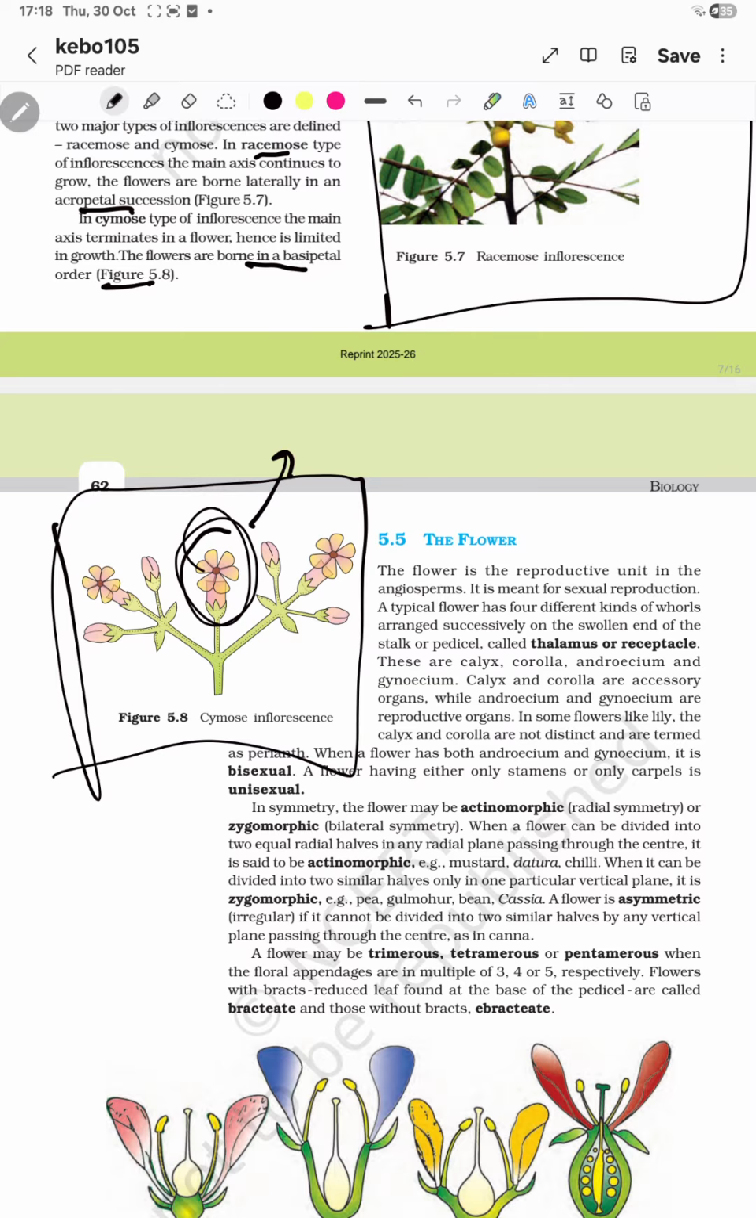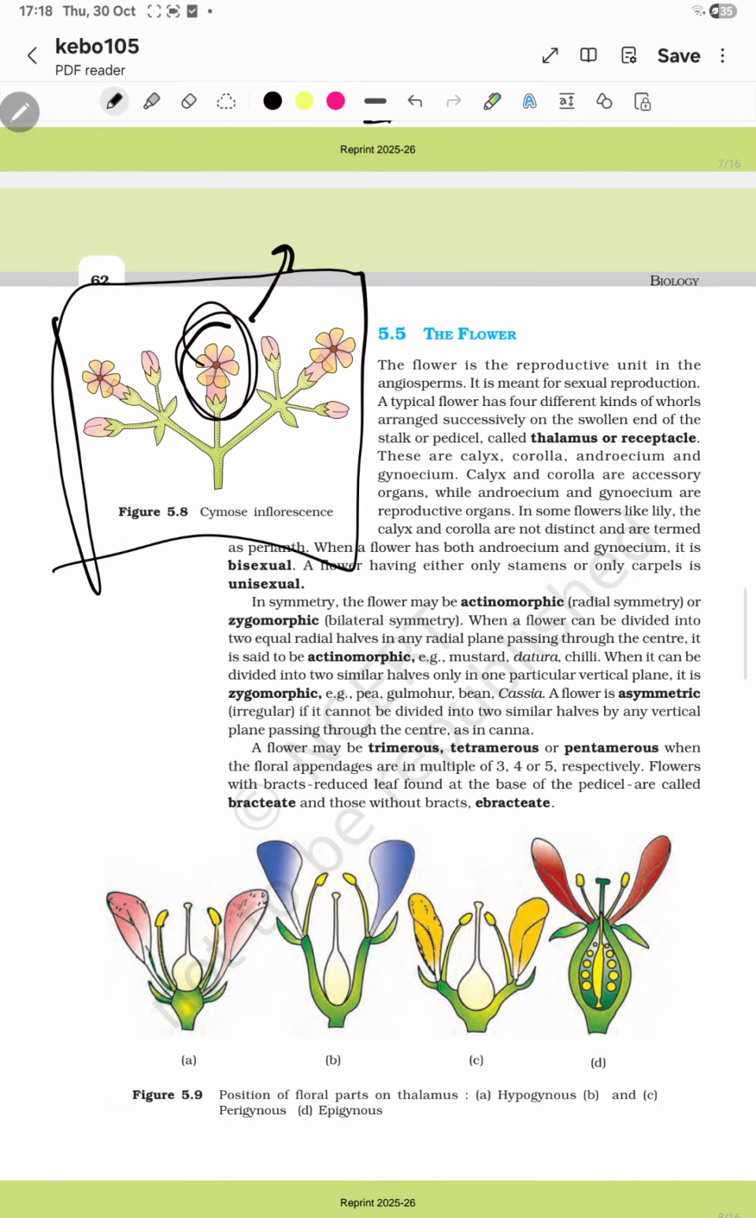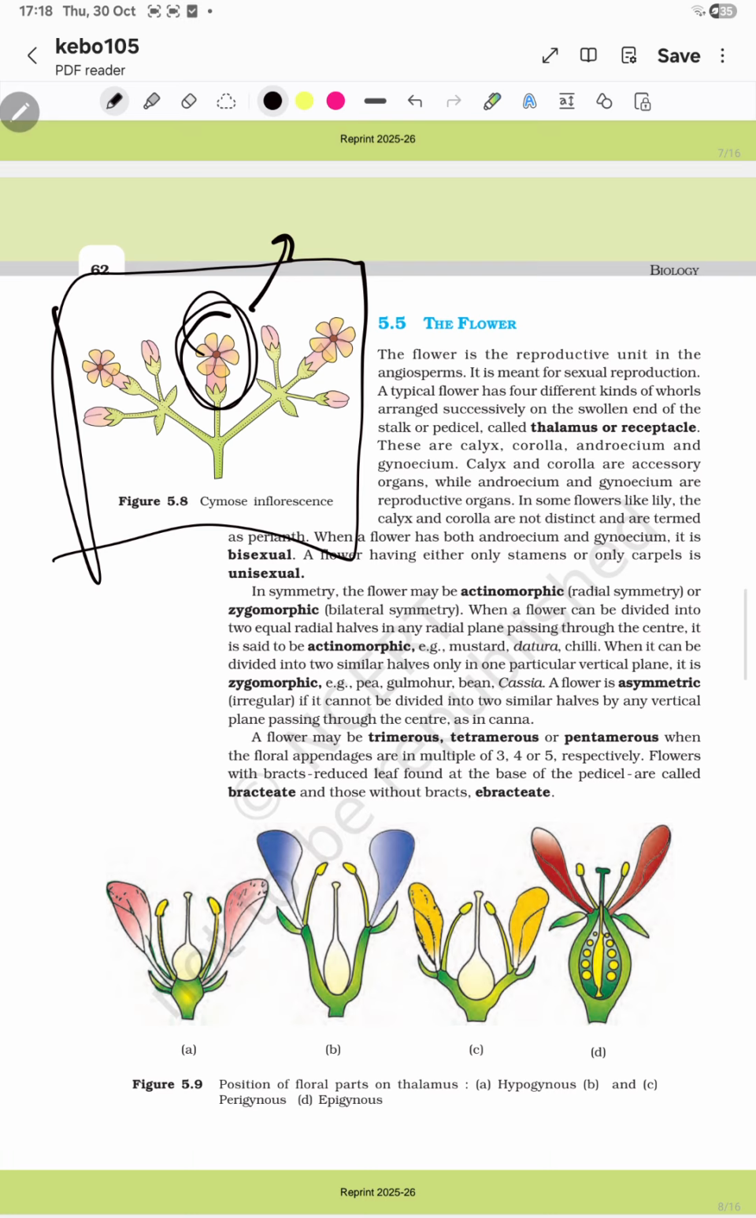Now, the parts of the flower. In 10th, you have already learned that the parts of a flower are calyx, corolla, androecium and gynoecium. So, this is what you have to remember. Now, based on this, there are certain classifications. Let's go from basics. Your calyx and corolla, that is sepals and petals, are non-reproductive, whereas stamens and pistils, that is androecium and gynoecium, are reproductive organs.